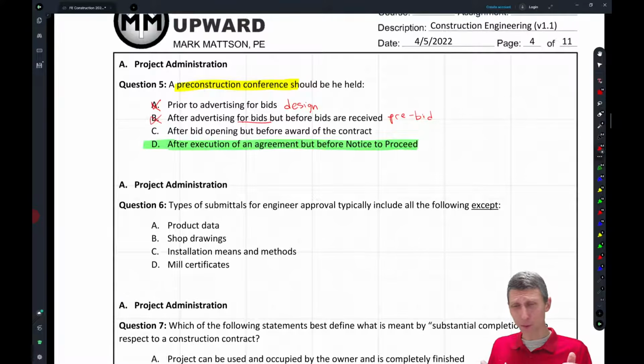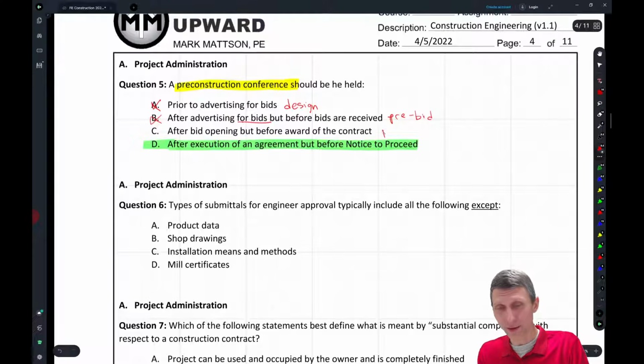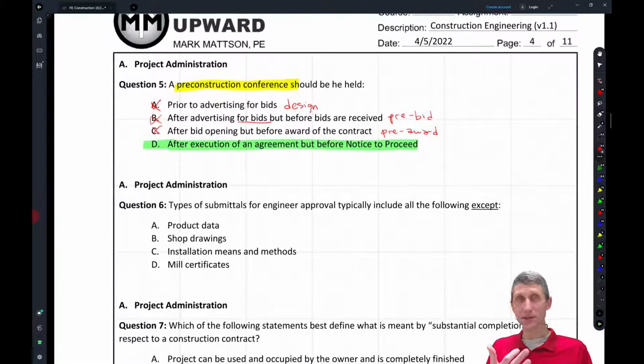After bid opening, but before award of the contract, you could have another meeting where you interview the contractor and make sure we're all on the same page. But that's typically not a pre-construction conference. That's like a pre-award conference, just to make sure that everybody understood everything correctly. But there's a ton of meetings, a ton of conference calls. If you like being on the phone, that's something that you will do a lot of if you get into construction.